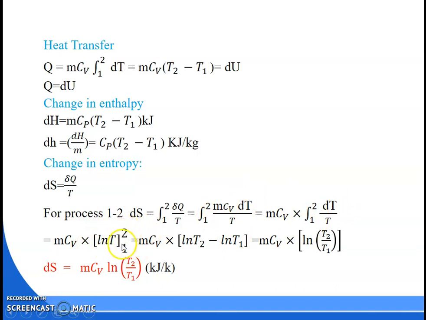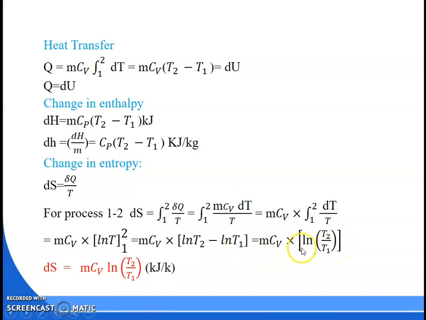The integration of dt by T, that is 1 by T into dt, is ln T, with limit from 1 to 2. Then mCv ln of T2 minus ln T1, upper limit minus lower limit. So ln T2 minus ln T1, I can write as ln T2 by T1.